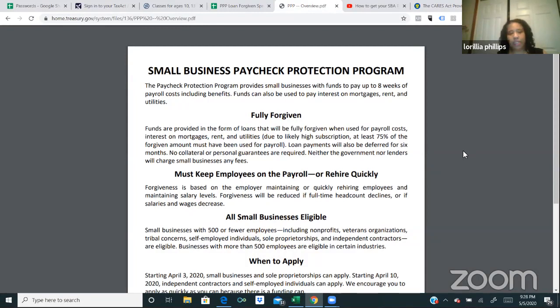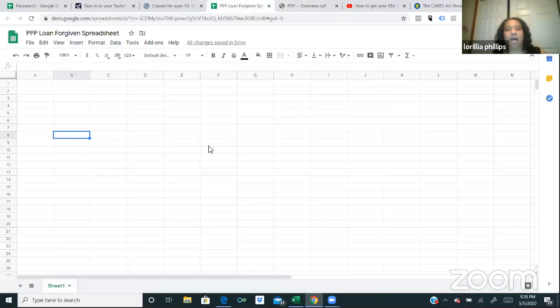If you're looking at this page, it says Paycheck Protection Program, small business funds to pay up to 8 weeks of payroll costs, including benefits. What does that mean? At the point that your money is dispersed into your bank account, the clock begins to tick. This video is going to show you what you need to do to have your loan forgiven. I'm going to pull up this spreadsheet and illustrate what it should look like.